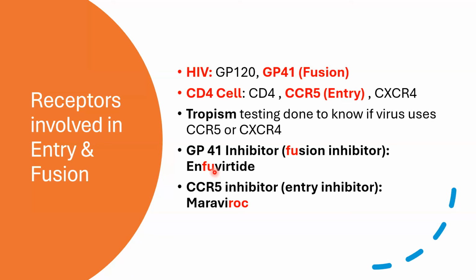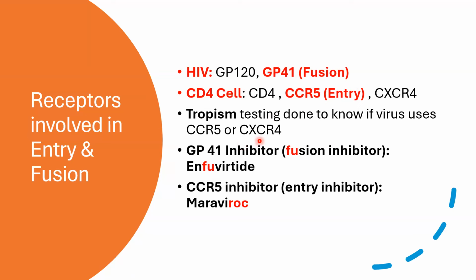Now, the two things that you need to know, or the two things where we have medications to target, are the glycoprotein 41 on the HIV and the CCR5 on the CD4 cell. Okay? Now, like we said, some HIV viruses, when they come to infect the CD4 cell, can either use CCR5 to enter the host cell or they use CXCR4 to enter the host cell.